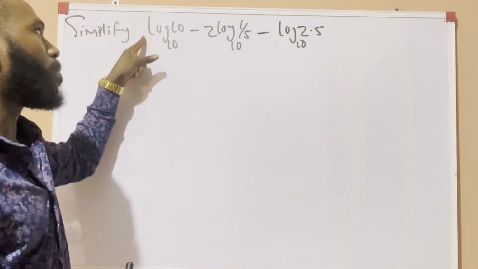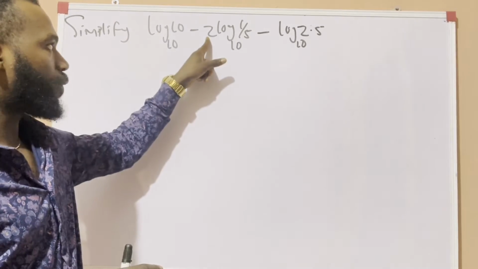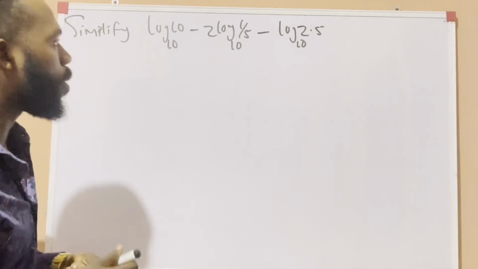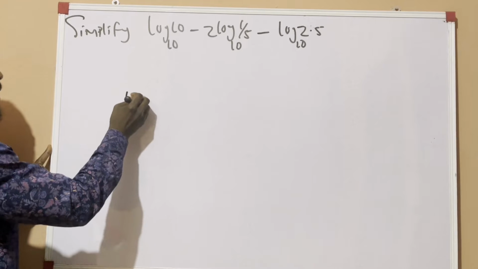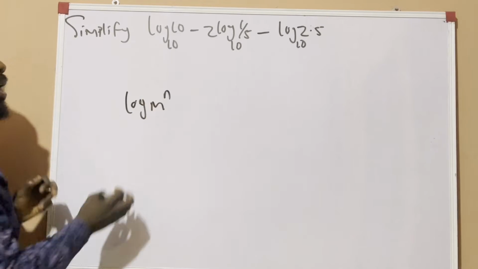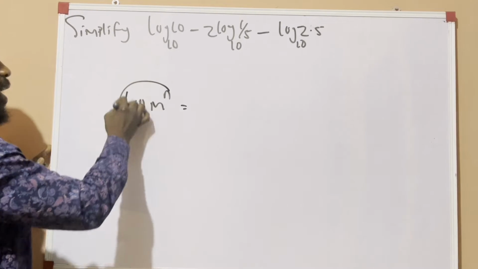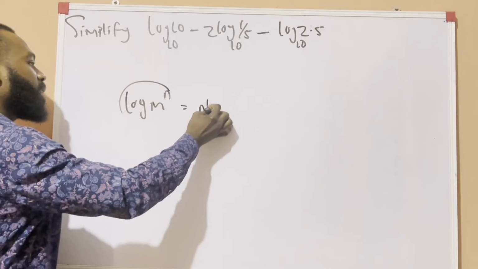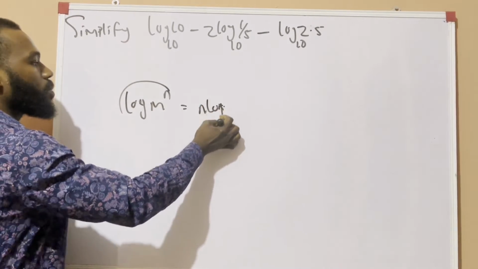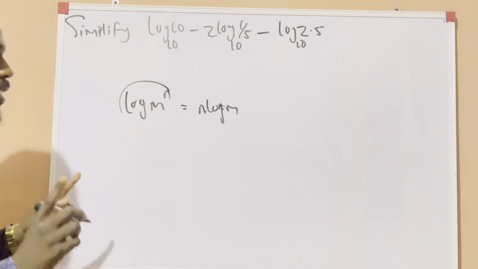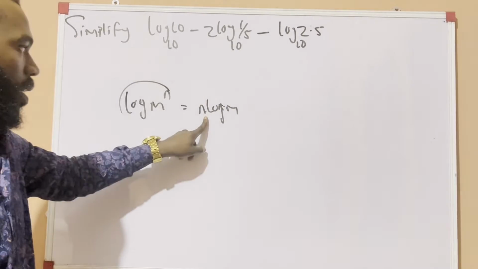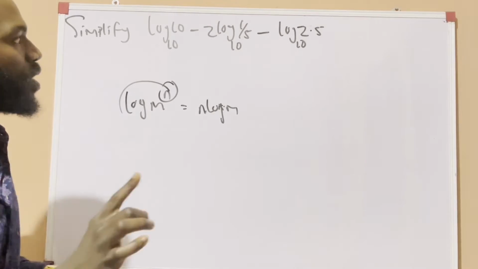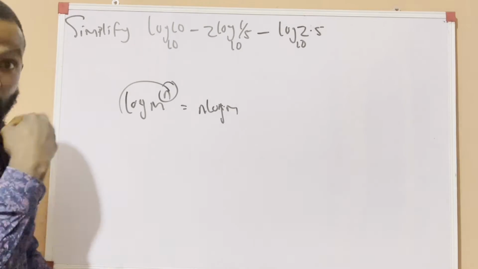Here, there is no number at the back of log, but here we have 2. You should understand that before 2 came here, it was formally like this. We have a law that says log n raised to power n; n goes to the back and becomes the product of log n, which is n log n. So before 2 came here, it was formally a power of 1 over 5. So what I'm going to do is this: I will take it back to where it came from.